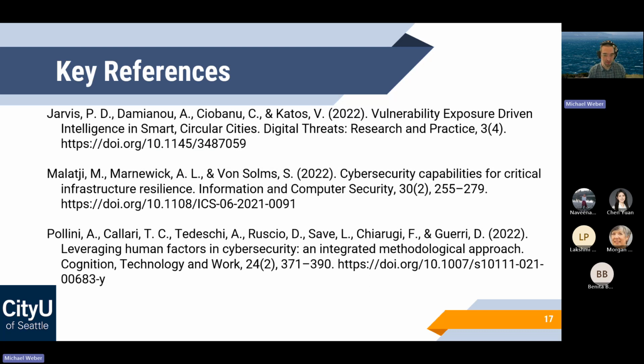The project's approach aligns with some findings of Jarvis et al., who emphasize the importance of vulnerability exposure-driven intelligence in smart cities. Additionally, the second one, Millette, highlighted the significance of cybersecurity capabilities in achieving critical infrastructure resilience. And then Palini stressed the value of an integrated methodological approach to leveraging human factors in cybersecurity, a principle that was incorporated through the user-friendly tools and automated workflows.